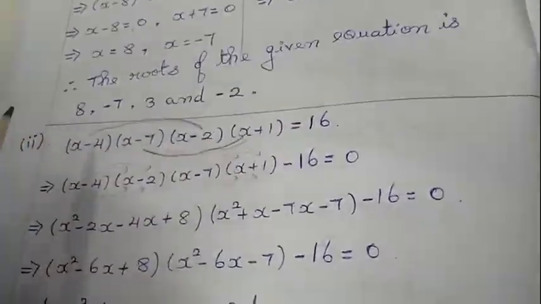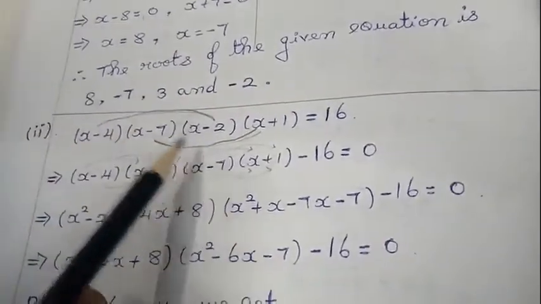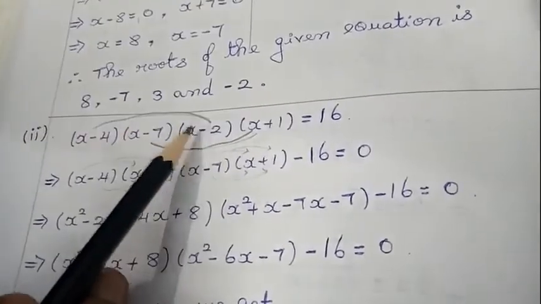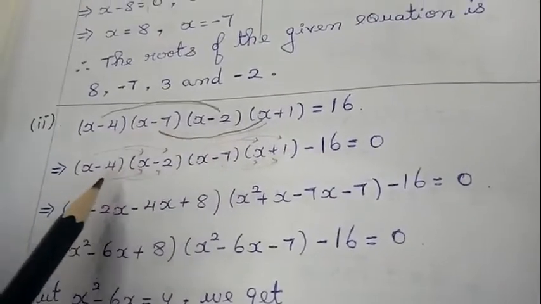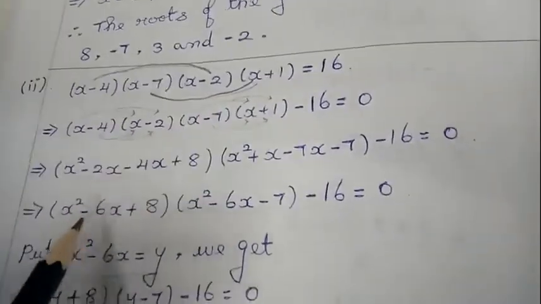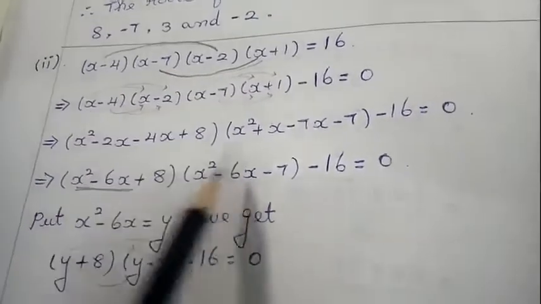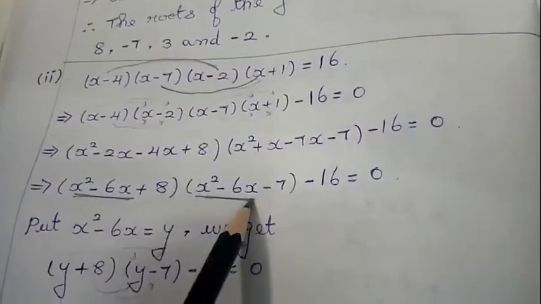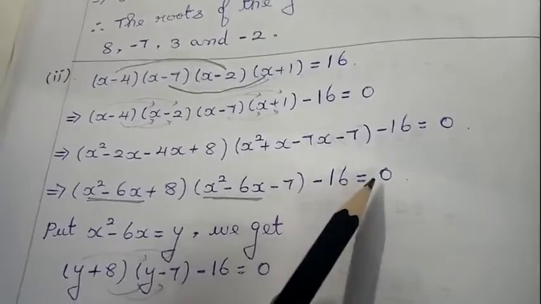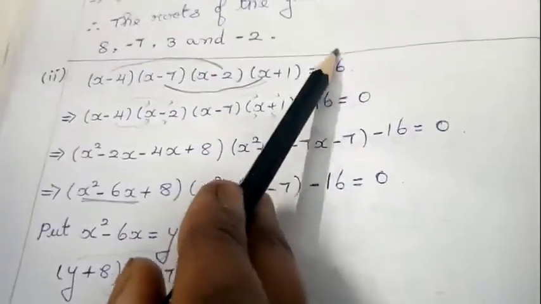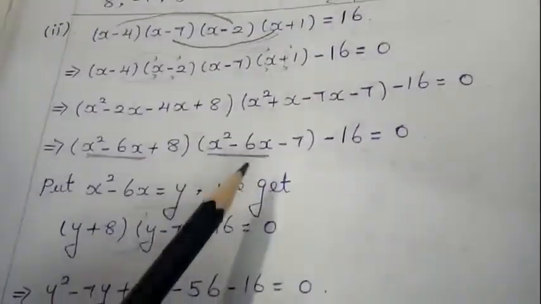So you are going to see the combination. After checking the combination only, I am just selecting the factors in this way. After selecting, I am getting a value like this: (x² − 6x + 8)(x² − 6x − 7) − 16 = 0. I am just bringing this plus 16 to my left hand side. You will be getting like this.